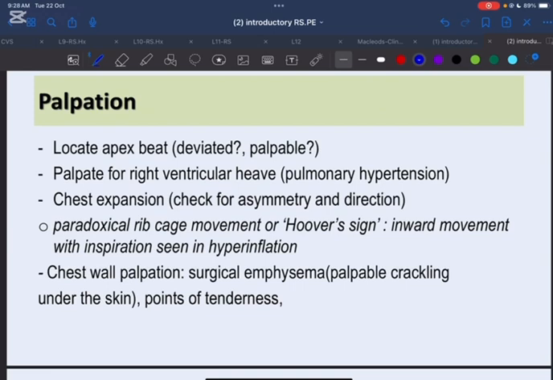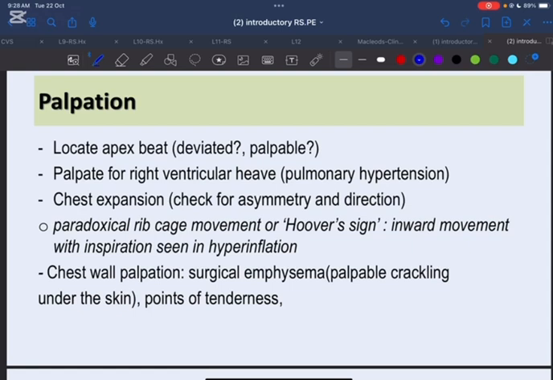Chest wall palpation, surgical emphysema. When there is emphysema, it feels like walking on snow. If you have ever walked on snow, it's the same. And honestly, this is one of the very few conditions where you find the description in the book as it is in real life. Once you are walking on ice, you really feel it. So the description is very accurate, honestly.